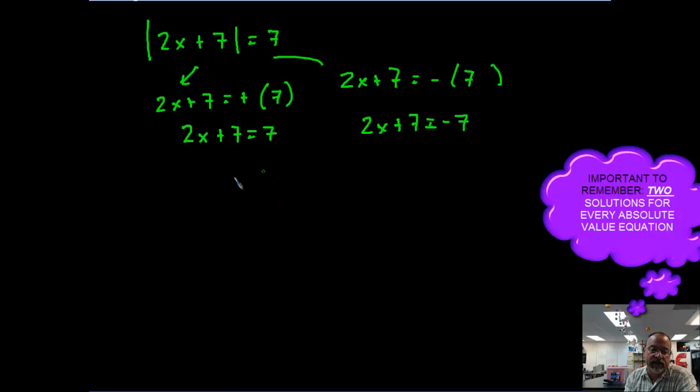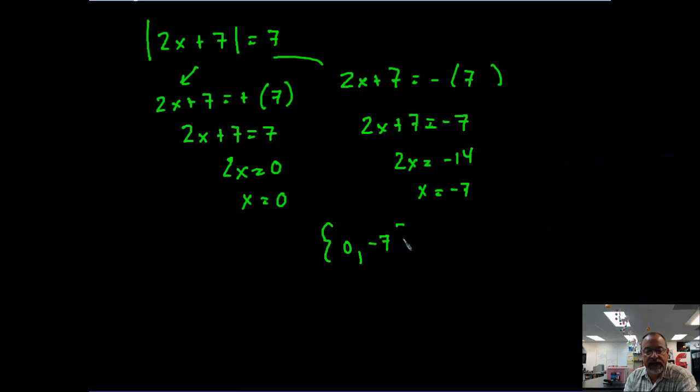And then I go ahead and simplify that. So 2x here is equal to 0, x is equal to 0, dividing by 2. And 2x is equal to negative 14, so x here is equal to negative 7. So I have two solutions, 0 and negative 7, as my two solutions to this.